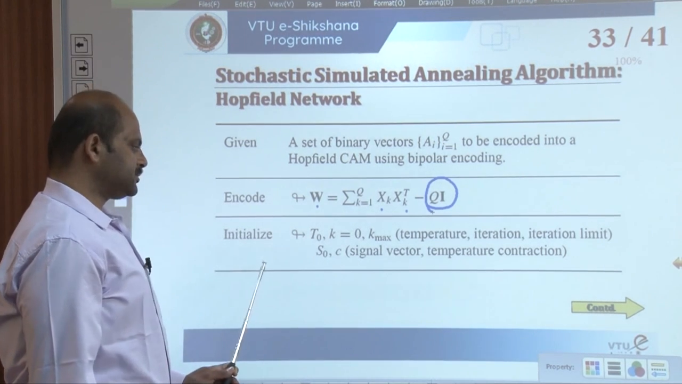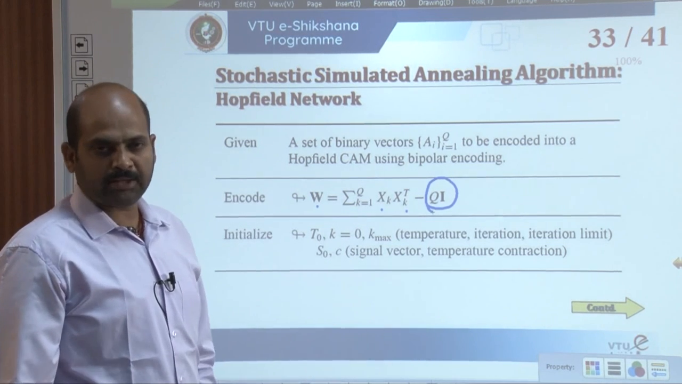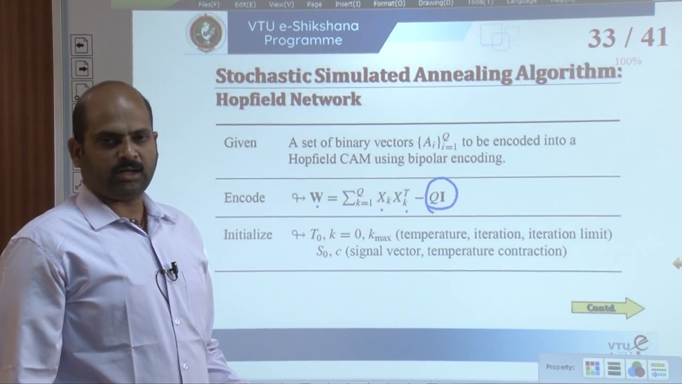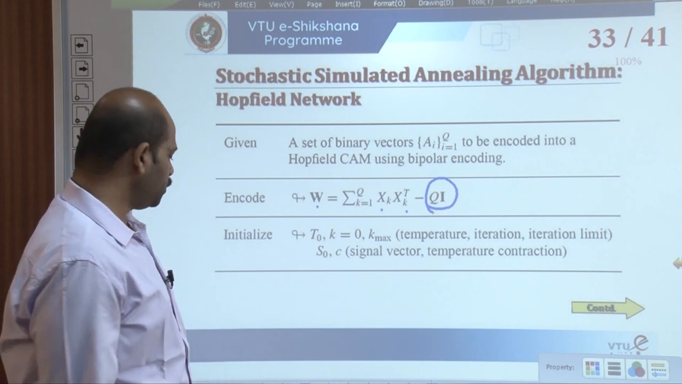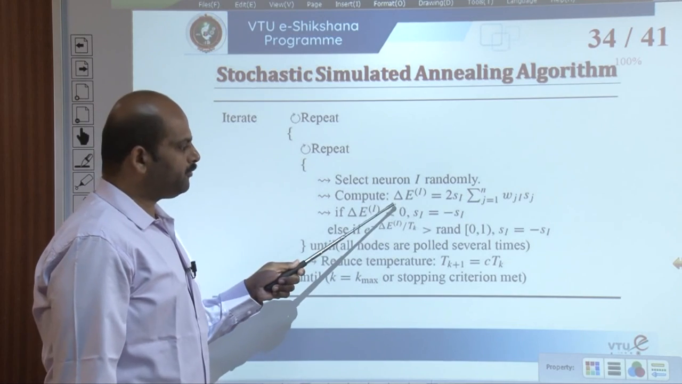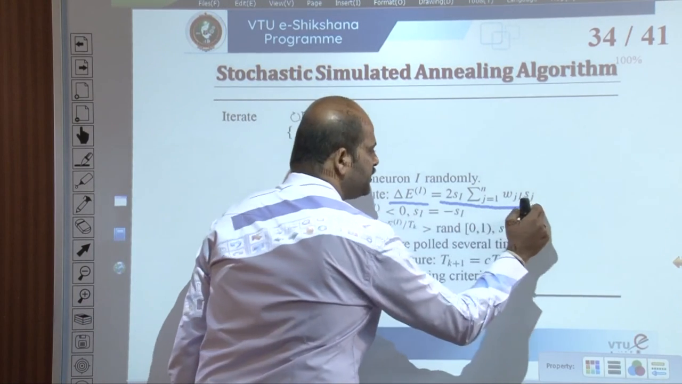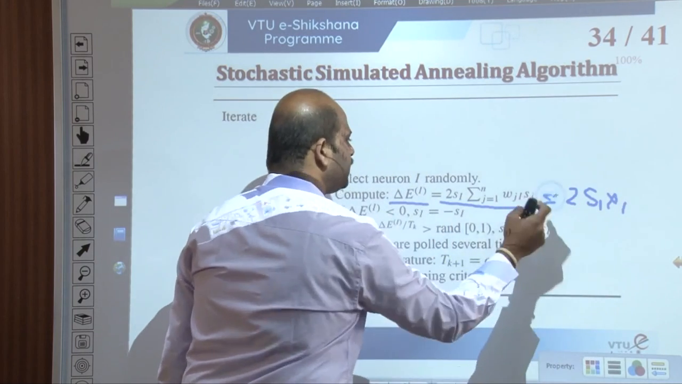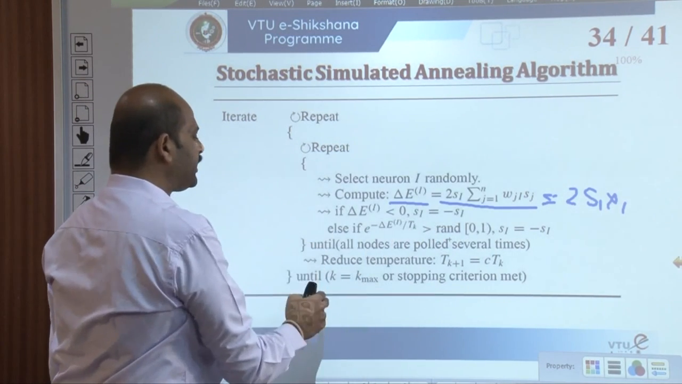And we are going to initialize the temperature, the iteration limits, and the signal vector. With the help of this, in each iteration we select a neuron I randomly. The del E value, as we have already discussed, is simulated as 2 into Si into Xi. That is taken into consideration.